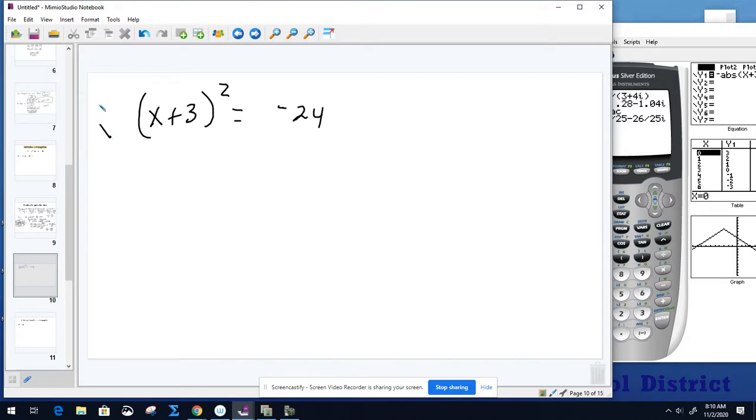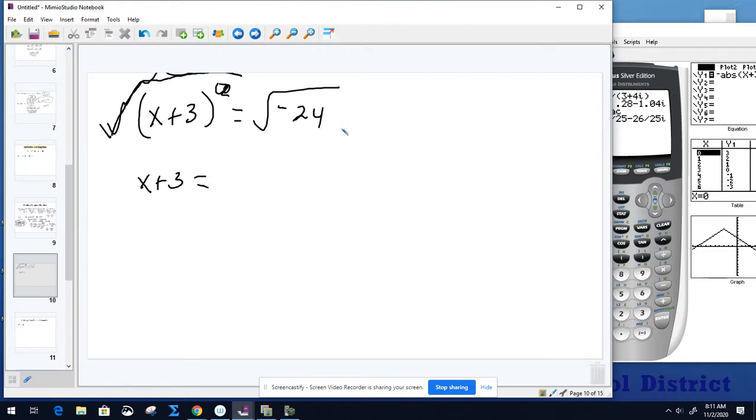So I'm going to square root both sides, and that would give me x plus 3. Again, the square root and the square cancel. Well, over here on the right, before, I wouldn't be able to do this. You can't punch this in the calculator. It tells you no solution. Now I can actually simplify this.